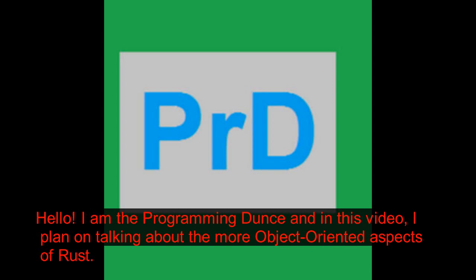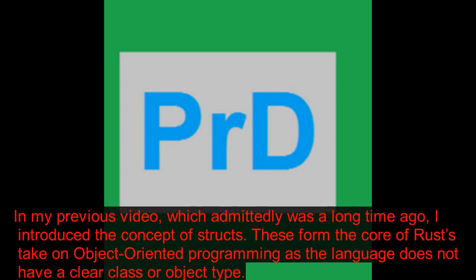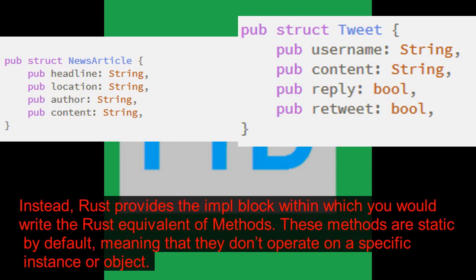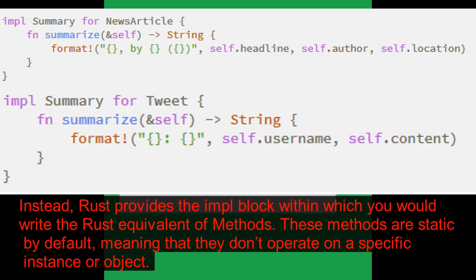Hello, I am the Programming Dunce, and in this video, I plan on talking about the more object-oriented aspects of Rust. In my previous video, which admittedly was a long time ago, I introduced the concept of structs. These form the core of Rust's take on object-oriented programming, as the language does not have a clear class or object type. Instead, Rust provides the impl block within which you would write the Rust equivalent of methods.